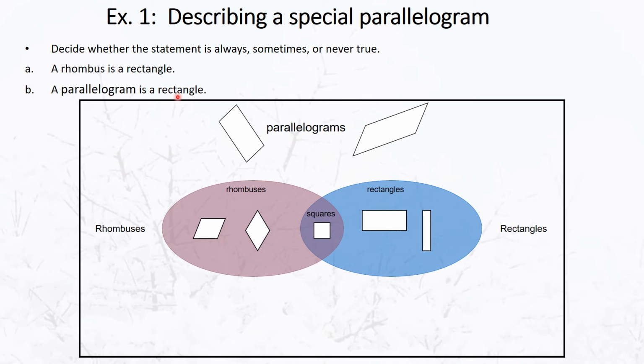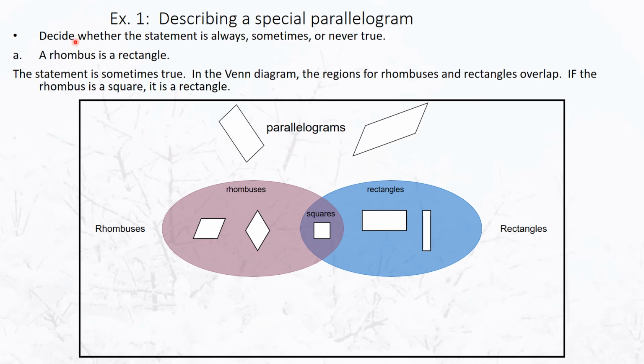Let's check example 1, describing a special parallelogram. Decide whether the statement is always, sometimes, or never true. The first part: a rhombus is a rectangle, and the second part: a parallelogram is a rectangle. Let's check the first part, a rhombus is a rectangle. The statement is sometimes true. In the Venn diagram, the regions for rhombuses and rectangles overlap. So if the rhombus is a square, it is a rectangle.